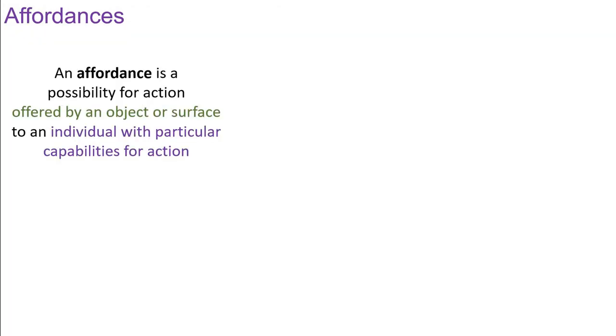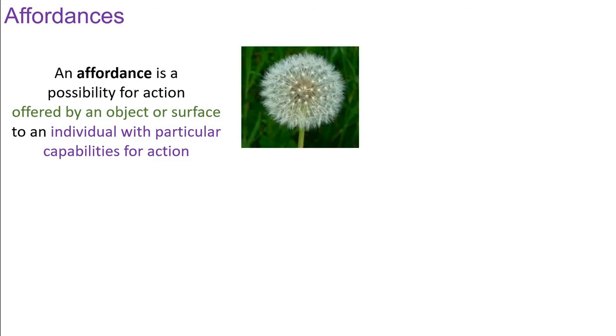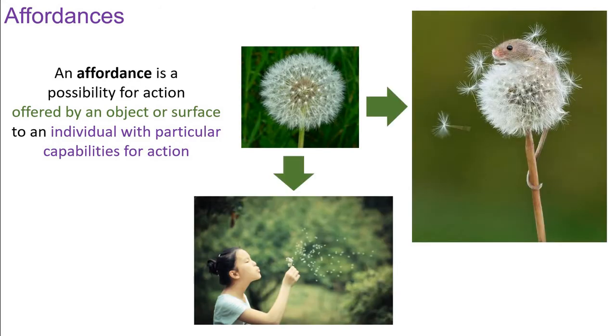So, an affordance is a possibility for action offered by an object or surface to an individual with particular capabilities for action. This dandelion here affords climbing for a mouse and picking and blowing for a human. So we have the same physical object in the world, but depending upon your capabilities for action, we see very different affordance properties.